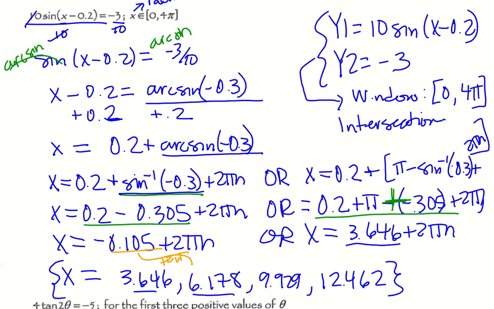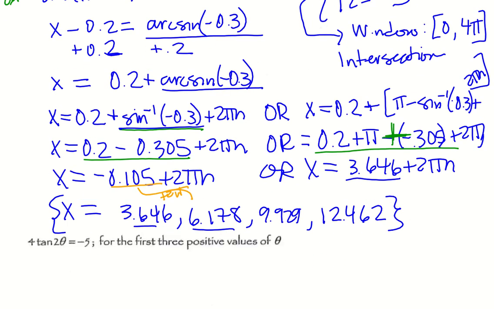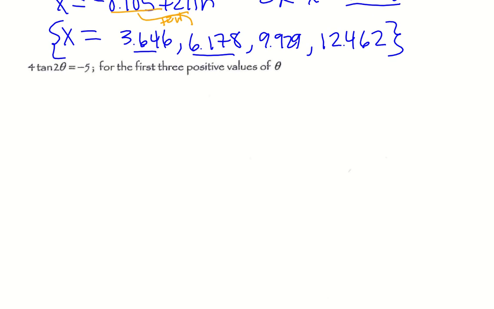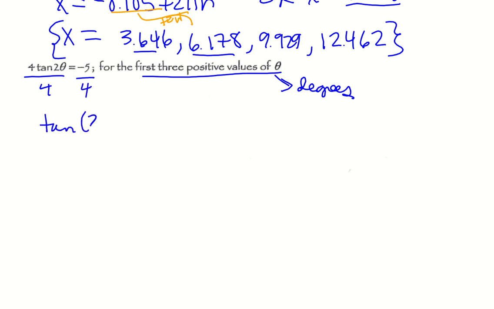One last example here. We've got 4 times the tangent of 2 theta equals negative 5, and we want the first 3 positive values of theta, right? We are looking for theta, so we are in degrees here. And I'm going to start by taking this equation and dividing by 4 on both sides. So that gives me the tangent of 2 theta equals negative 5/4.